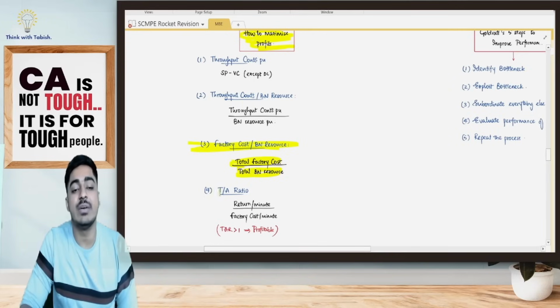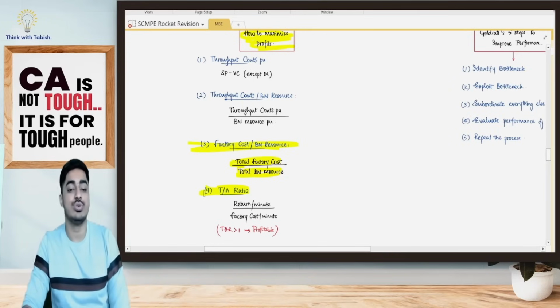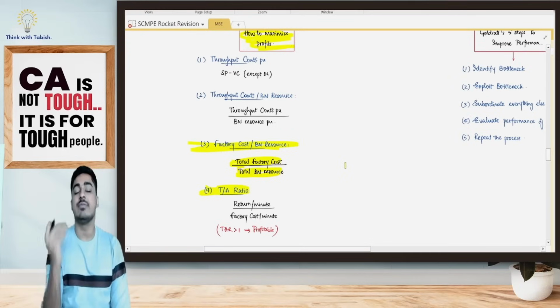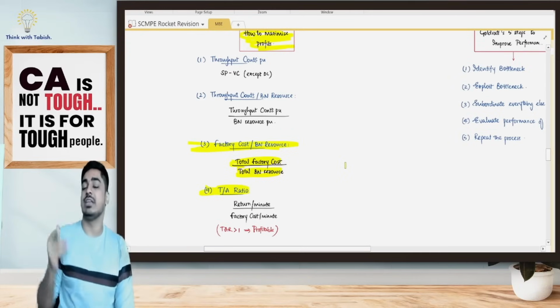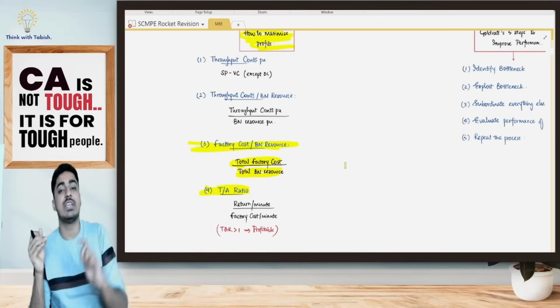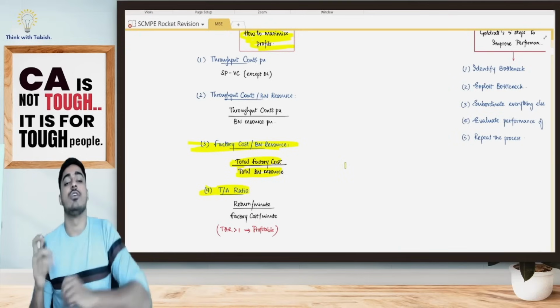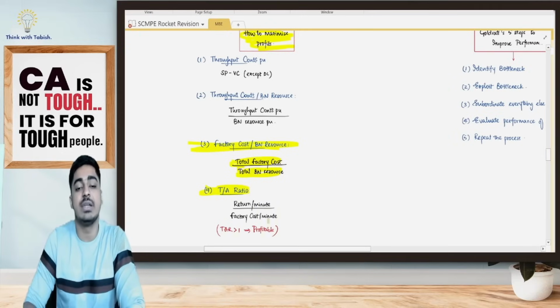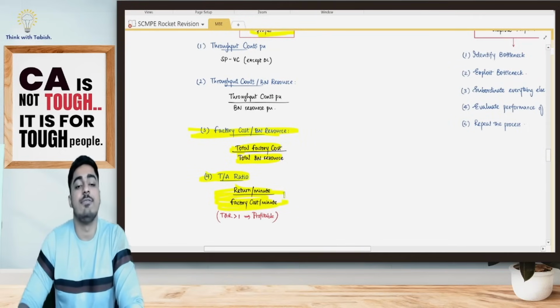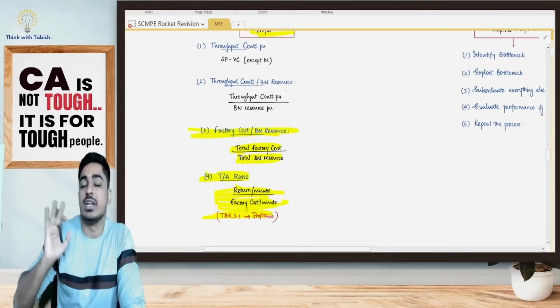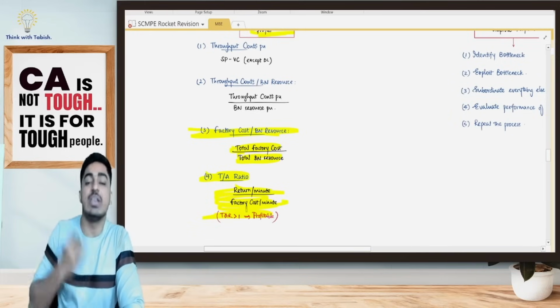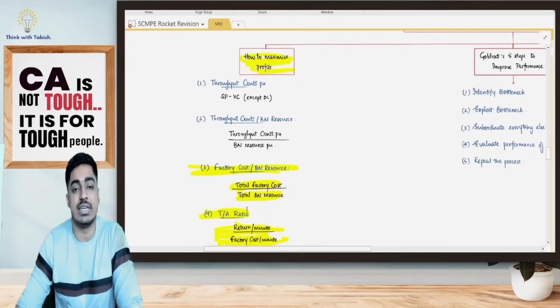Now I'll be calculating my throughput accounting ratio, TA ratio, which is my return per minute divided by cost per minute. For 1 minute, I'm getting 3 rupees. For 1 minute, I have to pay 2 rupees. That means I'm getting 1.5 times of my factory cost. It is return per minute divided by factory cost per minute. If your TA ratio is more than 1, that means that product is profitable for us. It is recovering all my cost. Is it clear, everyone?